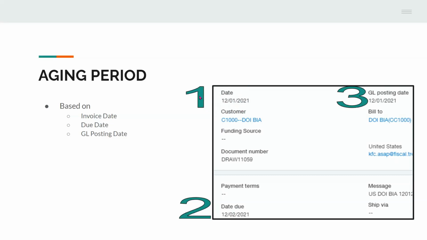How many days has it been since that started and the payment has not been received or the credit hasn't been applied? The due date: when was the payment actually due? And so how many days have elapsed since that date was due? Or the general ledger posting date. So when we get into running this report, we're going to base it on one of those three things.